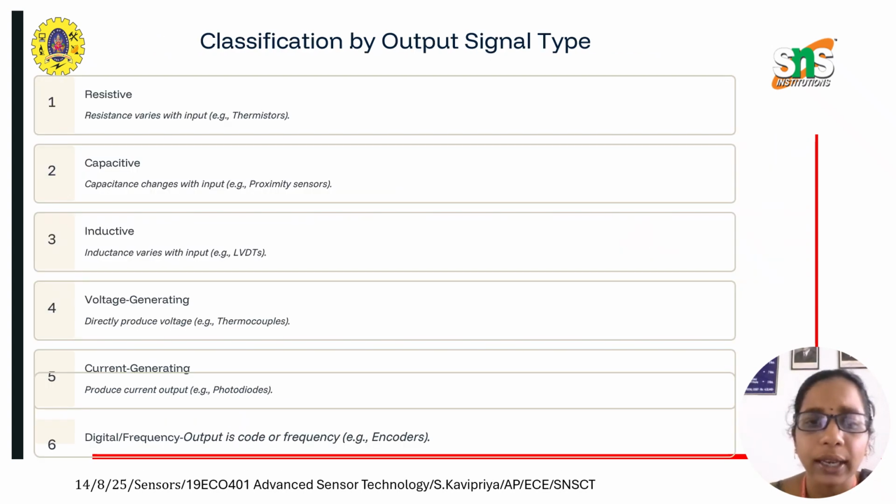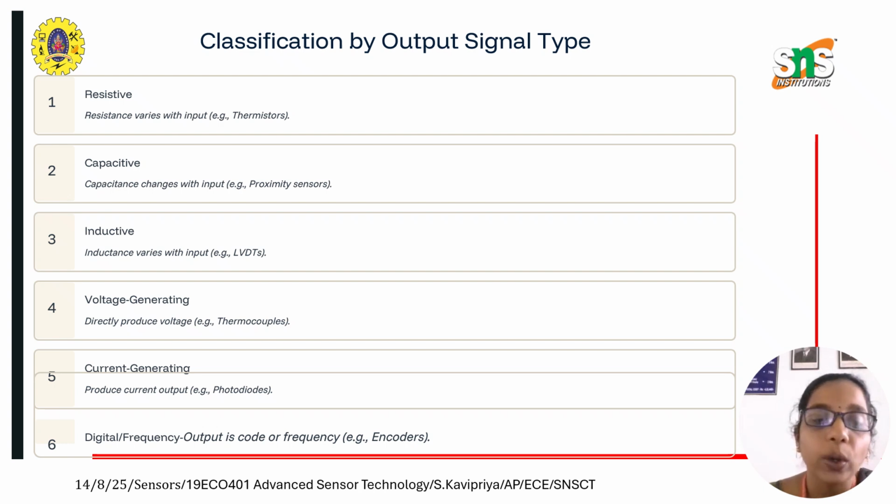Based on the output signal, sensors are classified into 6 types. First one is resistive. Whenever there is a change in the input, there will be a change in the resistance. Example, thermistor. Capacitive: capacitance changes with input. Example is a proximity sensor. Inductive: inductance varies with the input signal. Example is the linear variable differential transformer.